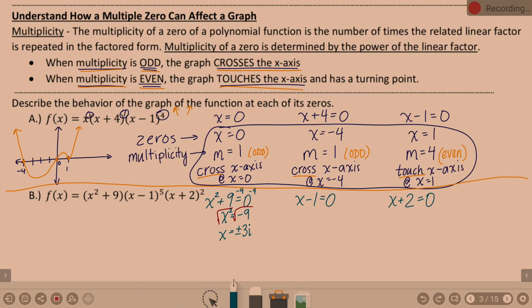What are my other zeros? x minus 1 equals 0. What's that zero? x equals 1. And if we have x plus 2 equals 0, what's that? x equals negative 2. So what did I just list? I listed my zeros, yes? Okay. Now, let's talk multiplicity.